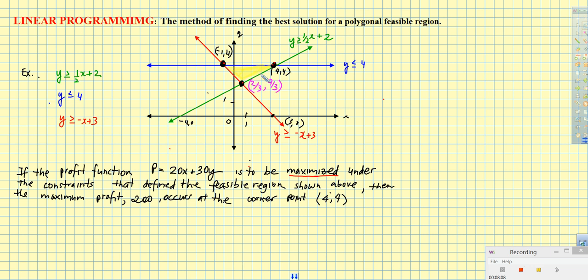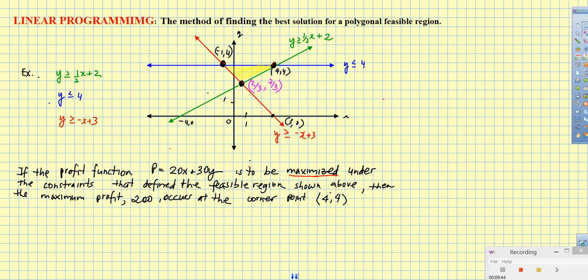And what you're given now, let's see in the problem, it says, if the profit function P equals 20x plus 30y is to be maximized, that means I want the highest possible profit under the constraints, given the green, blue, and red inequalities. Those are the determining factors, that y has to be less than this or greater than that. And we know that the maximum profit is $200 because they've told us this. They tell us the maximum profit is occurring at the point 4, 4. Well, point 4, 4 is one of the corner points.